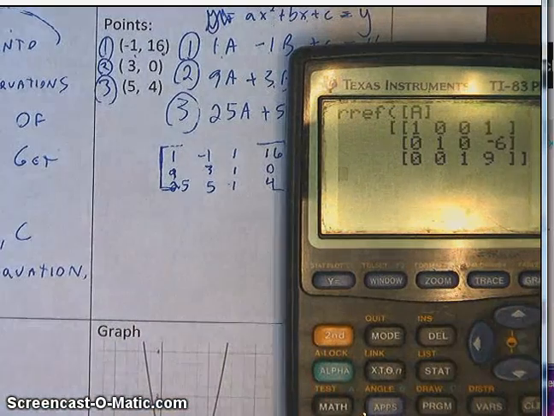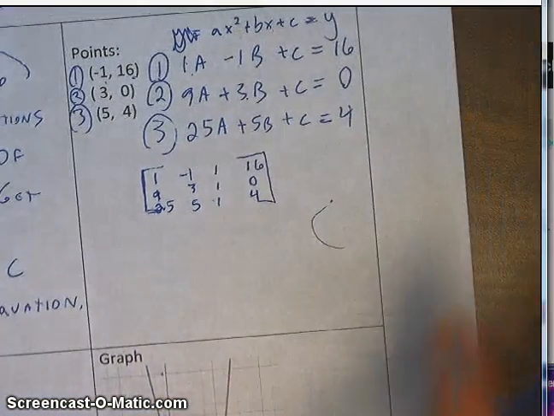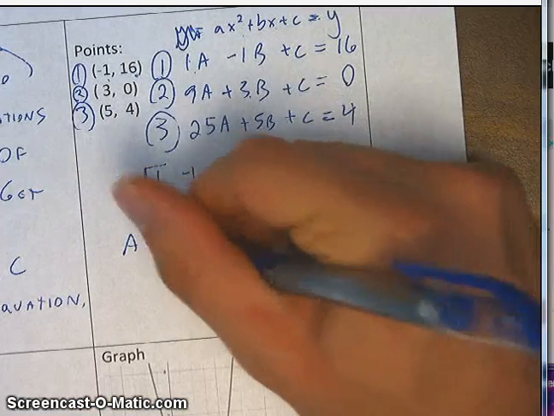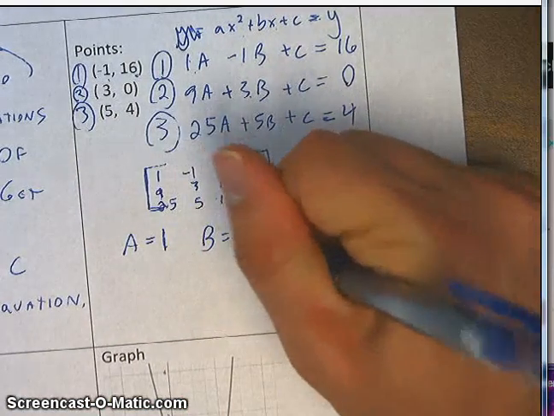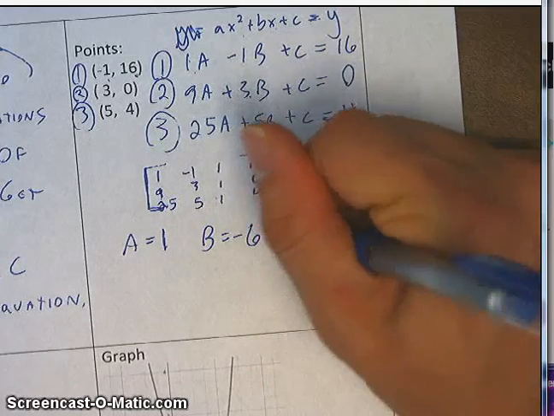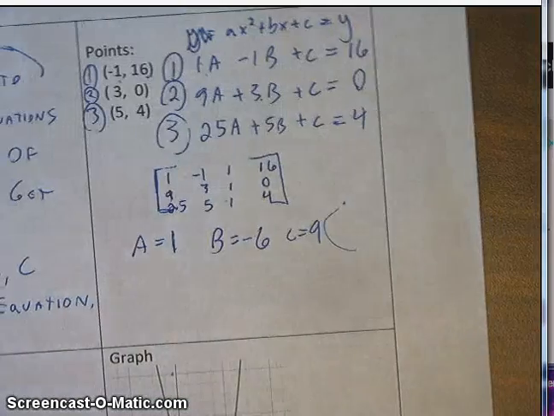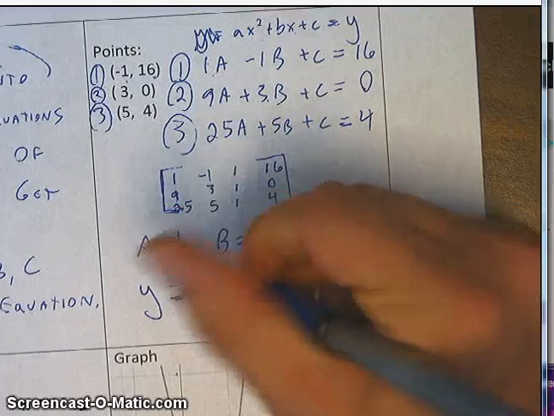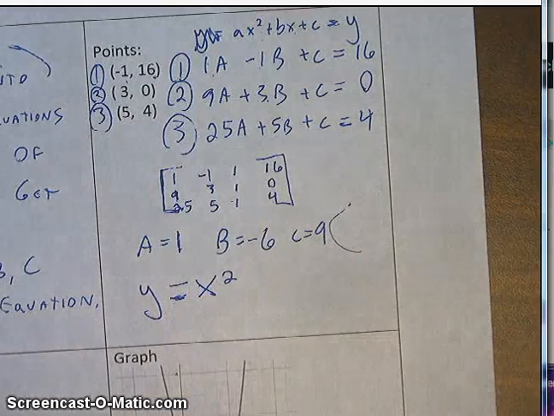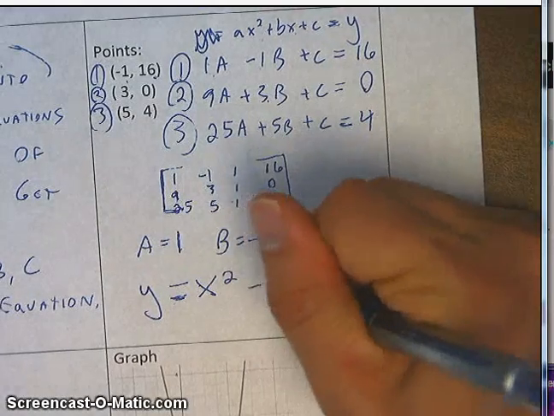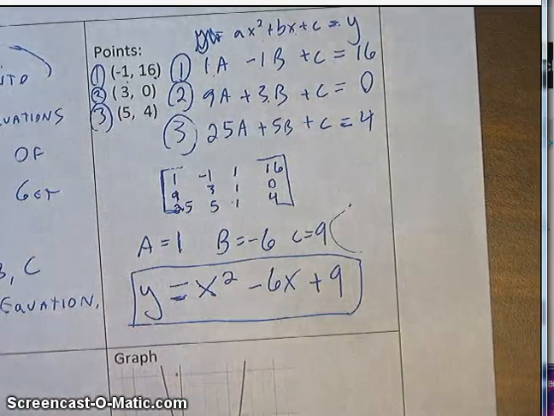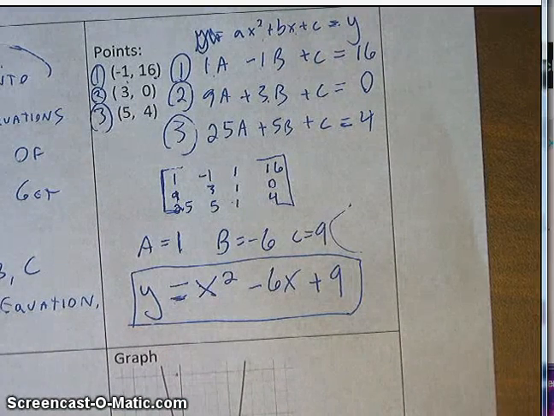A equals 1, B is negative 6, C is 9. And from this information, I can write the equation y equals 1x squared, or just x squared if you prefer, minus 6x plus 9. This is the answer. So let's do that again.